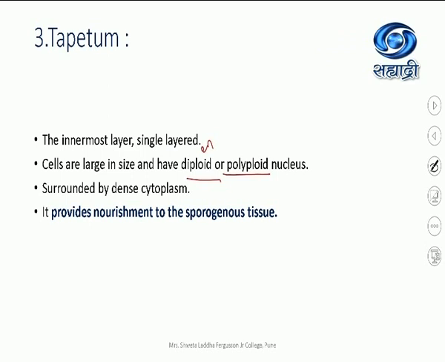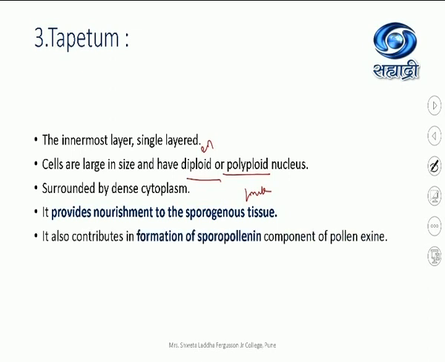Very important function: they provide nourishment to the sporogenous tissue. One mark question: What is the function of the tapetum, or who provides nourishment to the sporogenous tissue? Tapetum provides nourishment to the sporogenous tissue. It also contributes to the formation of sporopollenin, a very important component of the pollen grain. The outer wall of the pollen grain, the exine, has sporopollenin, and because of sporopollenin the pollen grains are able to stay in nature for hundreds of years without getting decomposed.